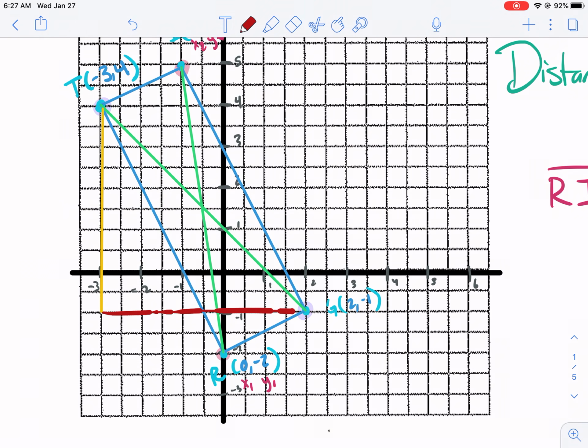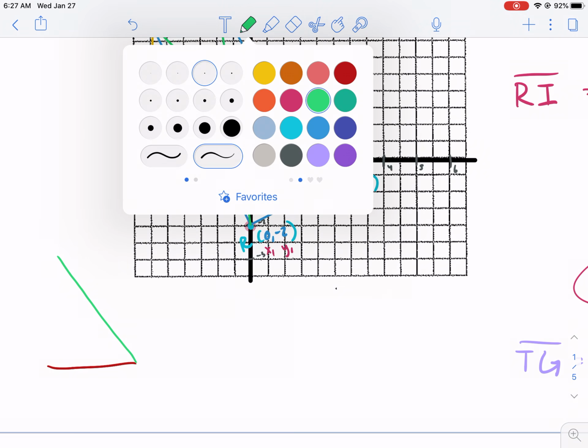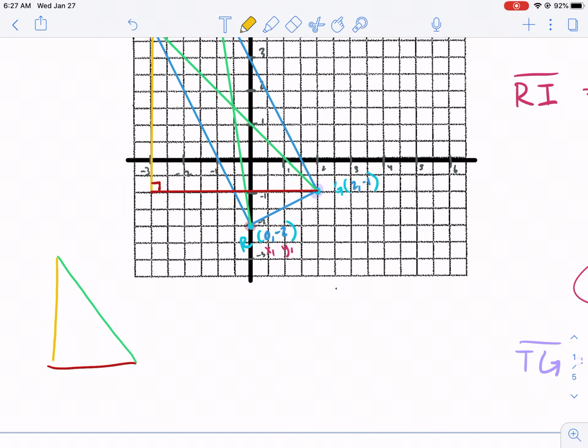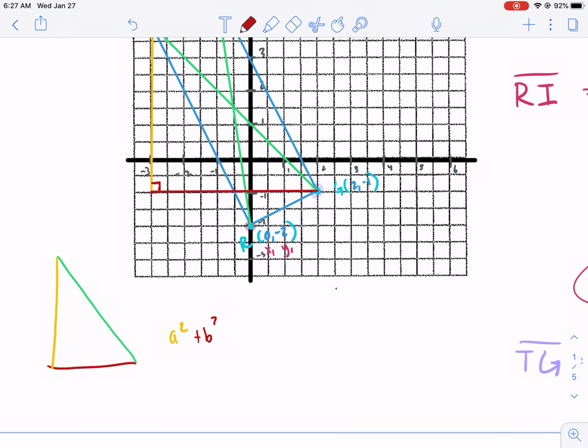I don't know why it does that sometimes. It's like the paint drips almost. Okay, this is a 90-degree angle, so I know it's a right triangle. If I were to draw it real quick, it would look something like this, where the green is the diagonal, and also the green is the hypotenuse. As we know, a squared plus b squared equals c squared.